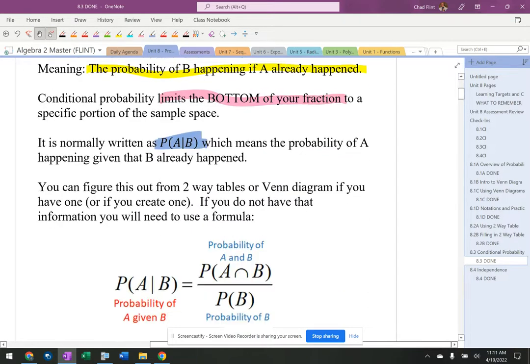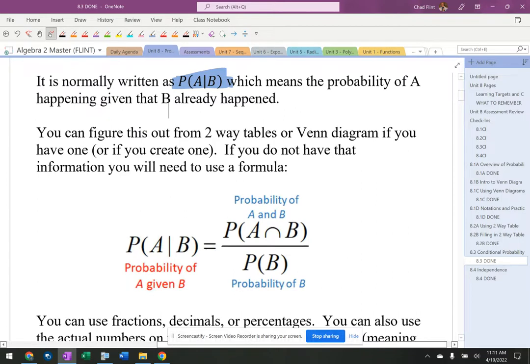As I said, if you've got a two-way table or a Venn diagram, you can always do this. You just look at the column or the row that it's talking about. Sometimes if you have different information, you can make different things happen in terms of not having to use this formula. But sometimes we have to use the formula. That's just the unfortunate part of probability math.